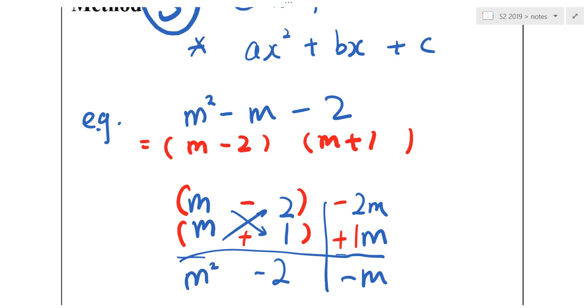Negative 2 plus 1. Press calculator. This one. No, negative 2 times. This is the multiply column. This is the plus minus column. Remember? Okay, go and watch back the video again. It's all explained clearly. So this is the answer. Can you write m plus 1, m minus 2? Can. So this is the final answer.